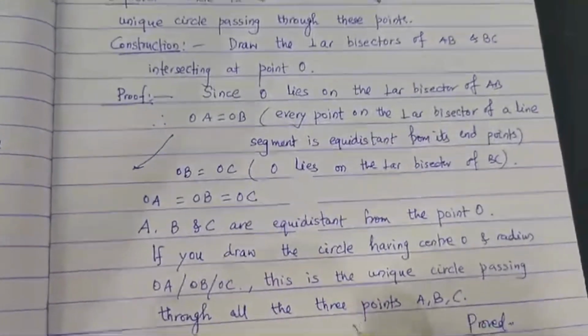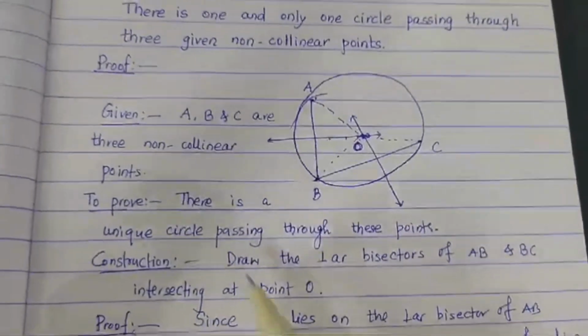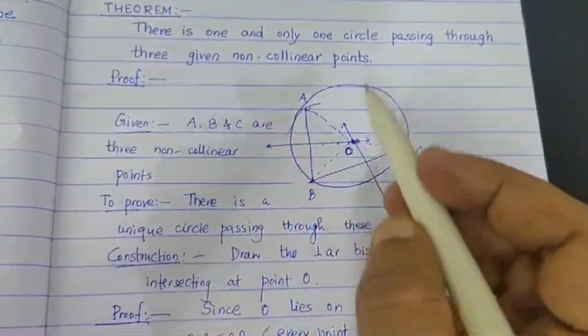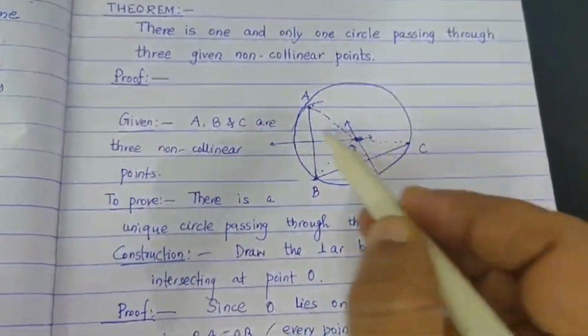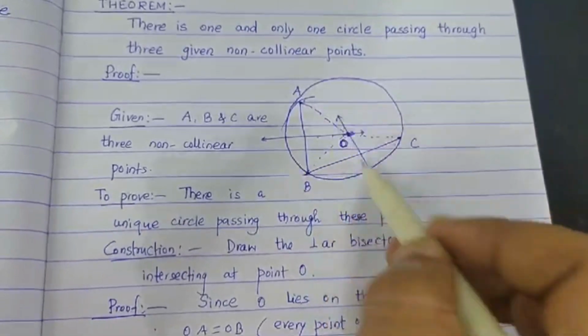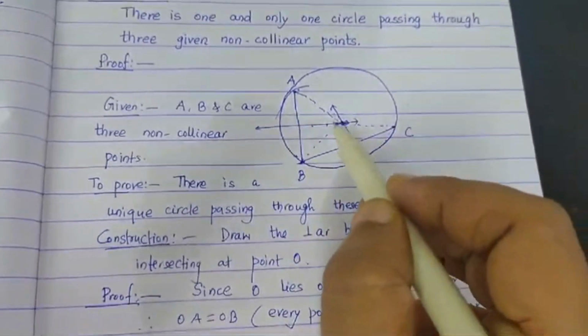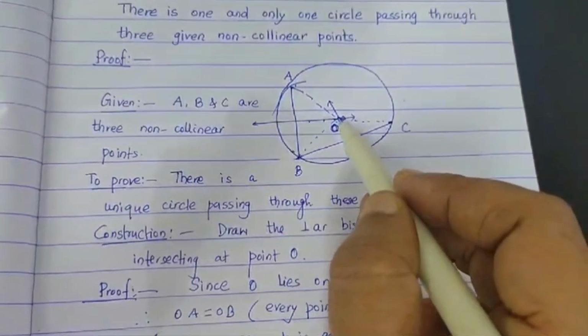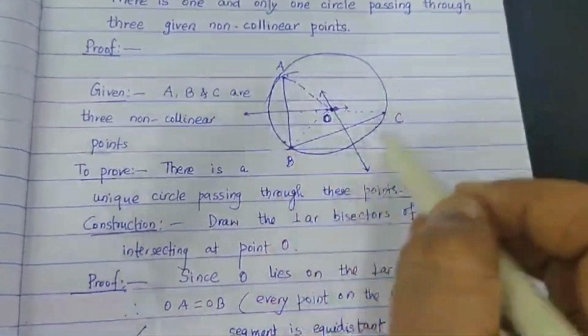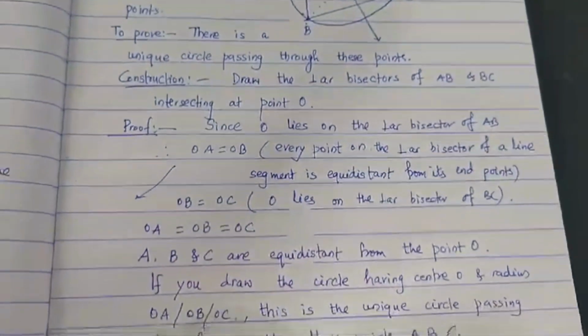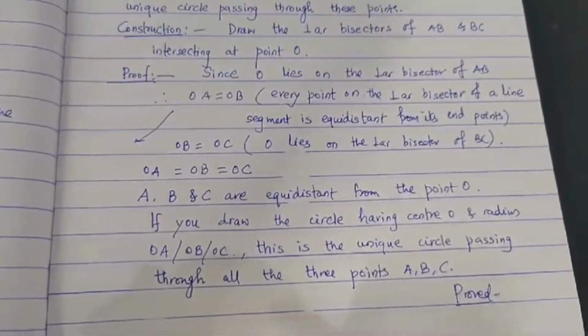Let us see it again. There is one and only one circle passing through 3 given non-collinear points. Let us take A, B and C 3 points. We will construct the perpendicular bisectors. They will intersect at O. Now OA equal to OB and OB equal to OC, so OA equal to OB equal to OC. When we draw a circle from center O, this is the unique circle passing through these 3 points A, B and C. It was a simple proof.